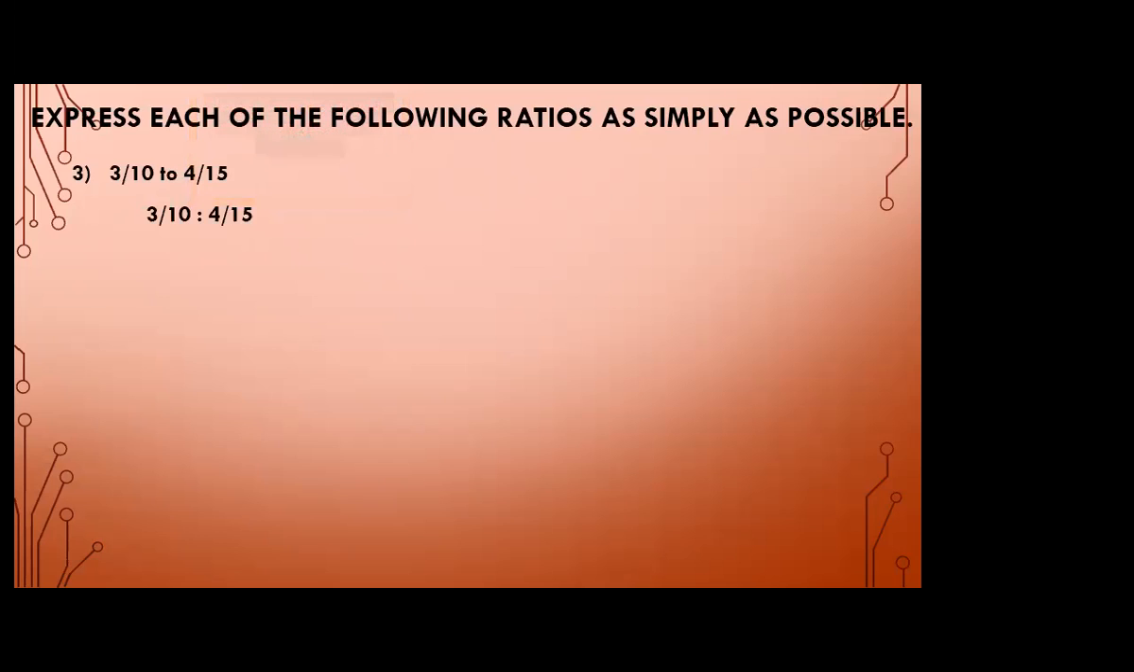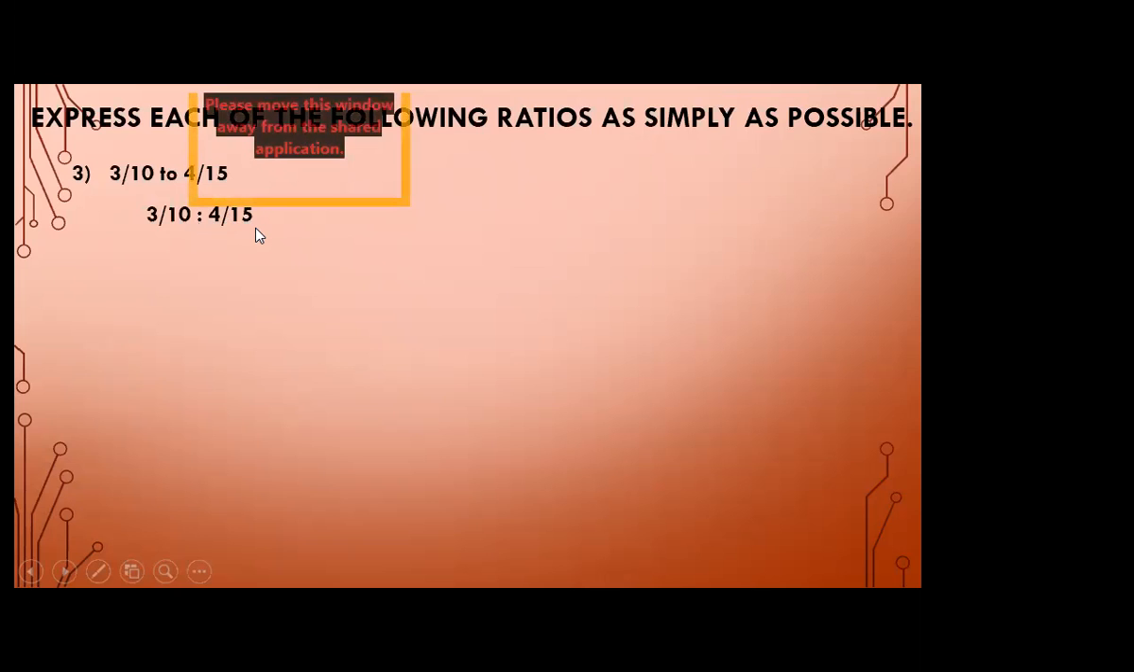Now the next question is 3/10 to 4/15. In this question, nothing is mentioned about which quantity is there. Is it length? Is it distance? Directly the number is written, that is 3/10 is to 4/15. So we have written in the same way 3/10 ratio 4/15.